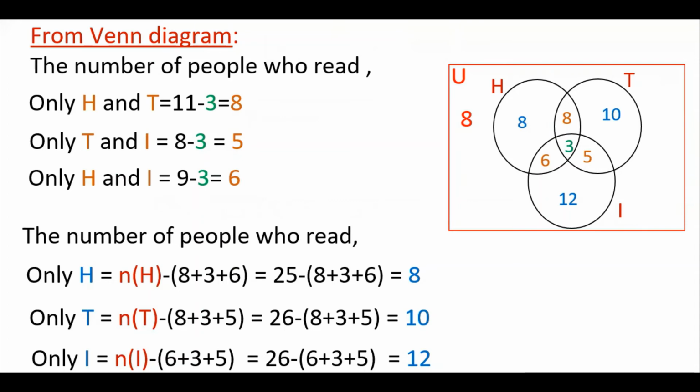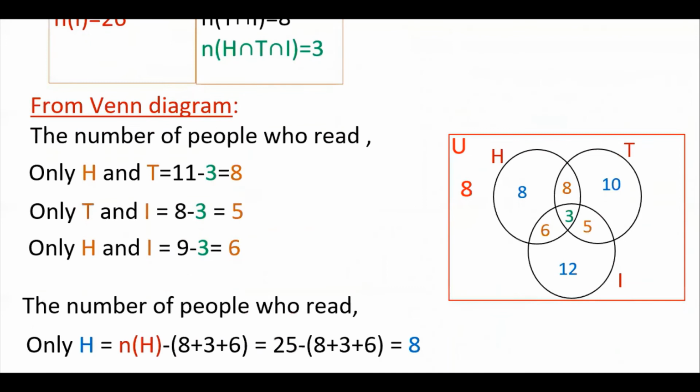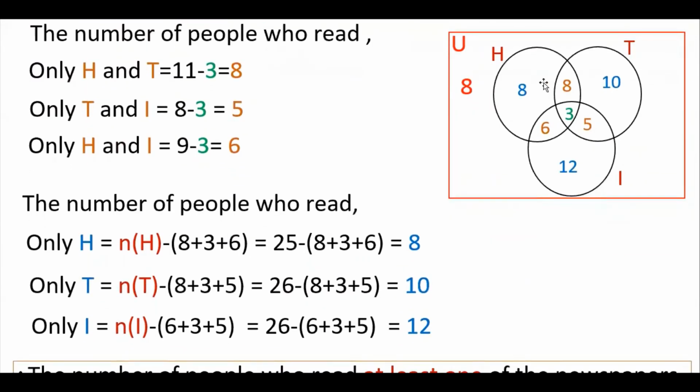So n of H, you know that n of H is equal to 25. So 25 minus 8 plus 3 plus 6, that is 8. Similarly, n of T, that is 26. 26 minus, you have to subtract these 3 values, 8 plus 3 plus 5, then you will get 10. Similarly, n of I is 26. 26 minus, you have to subtract these 3 values, then you will get 12.